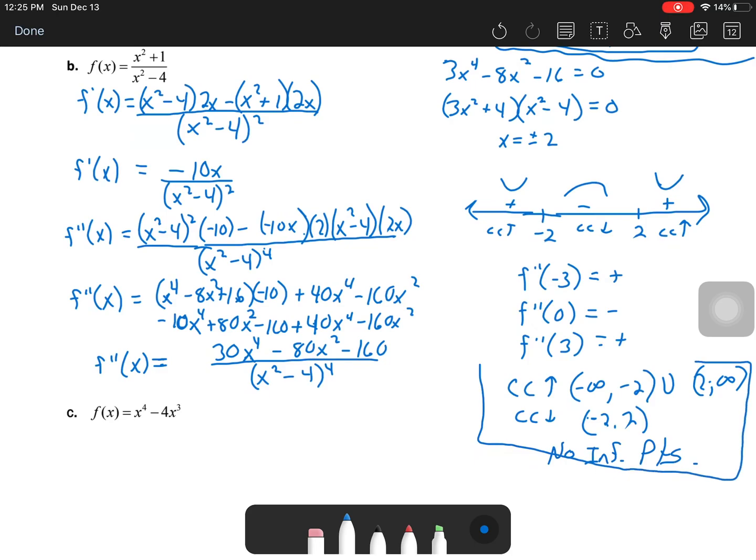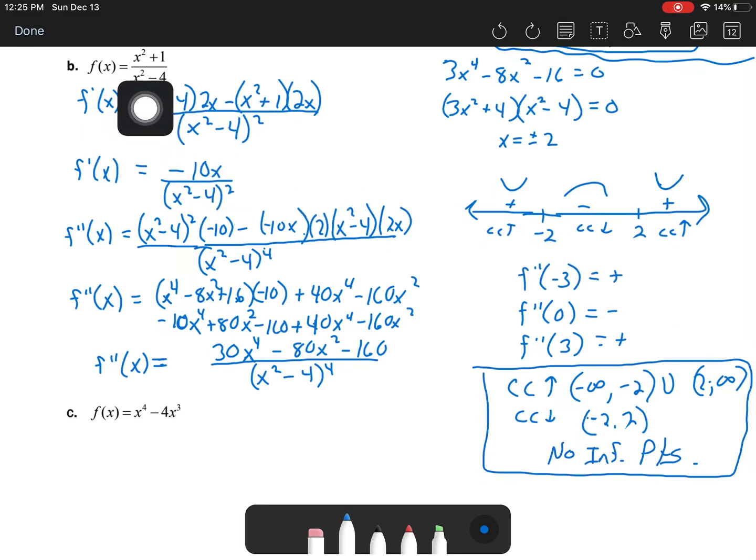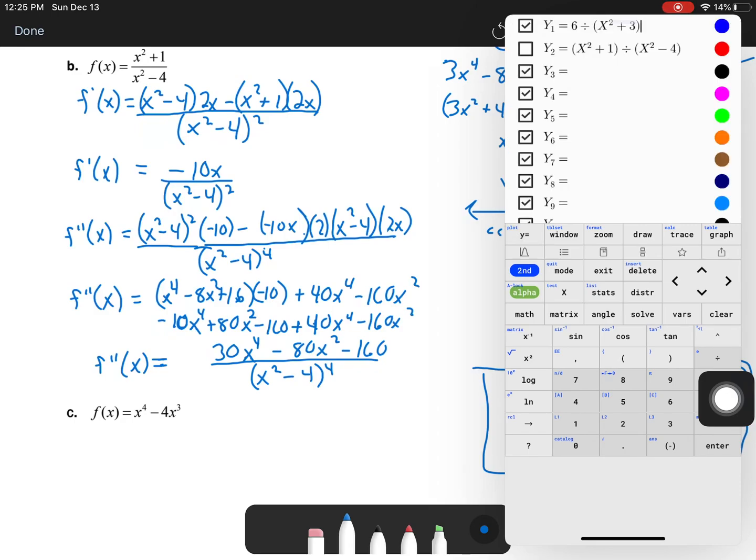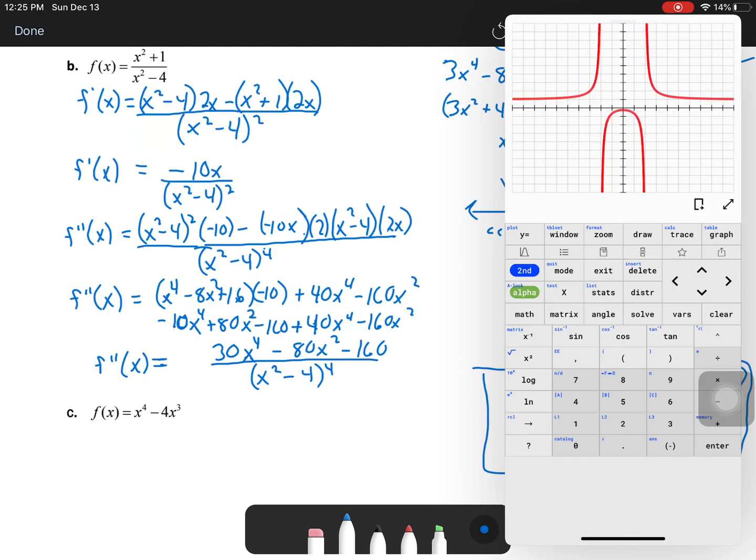We have changing concavities, but no inflection points, just because where the concavity changes, there actually aren't points on the graph. And I'll just verify that. You can probably believe that just based on it being undefined there. If we were to quickly take a look at that graph, which I had entered here, let me turn that one on. Okay, so let's look at that one.